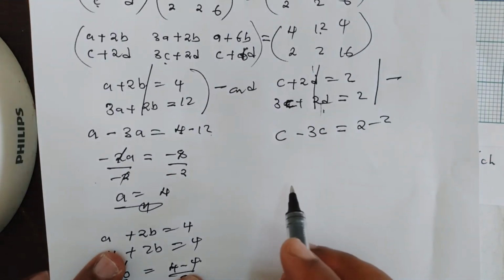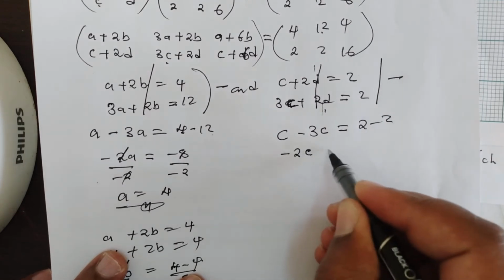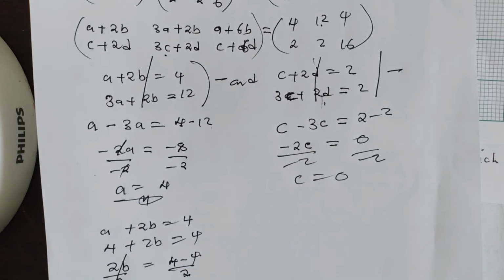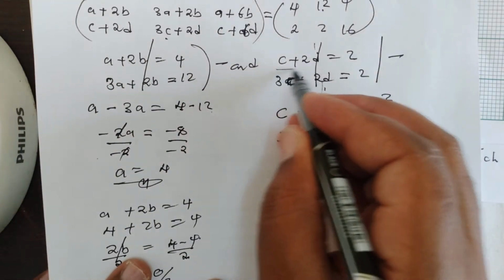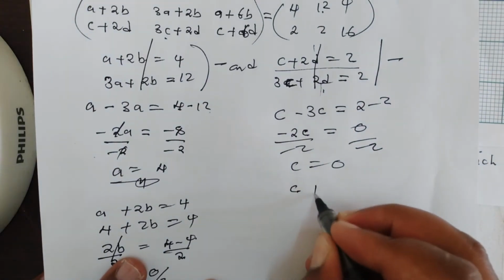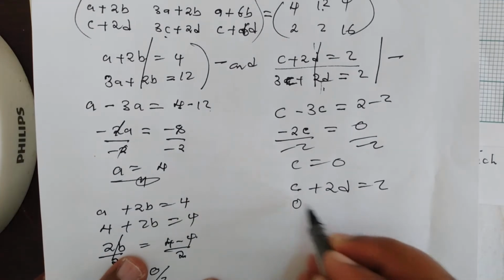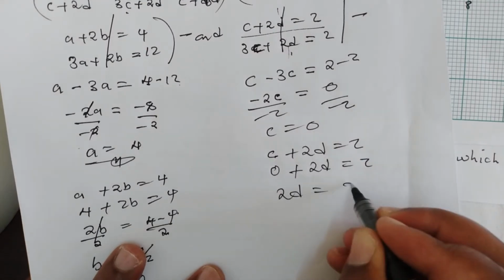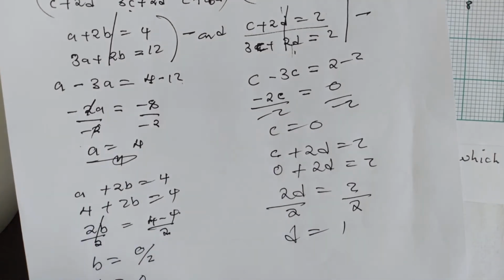okay? Here when you subtract, you get negative 2C is equal to 0. You divide by negative 2, by negative 2. So C is equal to what? 0. So if C is equal to 0, we need to find D. So we can pick maybe this equation. So C plus 2D is equal to what? 2. But our C is 0. So 0 plus 2D is equal to 2. So 2D is equal to 2. You divide by 2, you divide by 2. So D is 1.